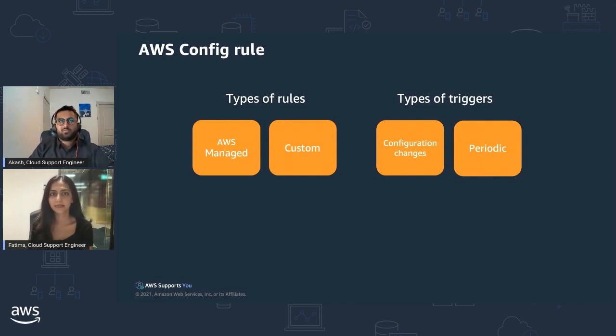And for these config rules, we have two types of triggers: configuration changes trigger and periodic trigger. For configuration changes trigger, rule evaluations are triggered when a certain type of resource is created, deleted, or changed. And for periodic trigger, the config rule will be evaluated at a specified frequency that you have mentioned when you deploy the rule. It can be 1 hour or 12 hours or 24 hours, depending on your use case.